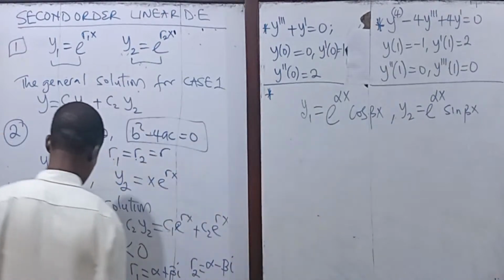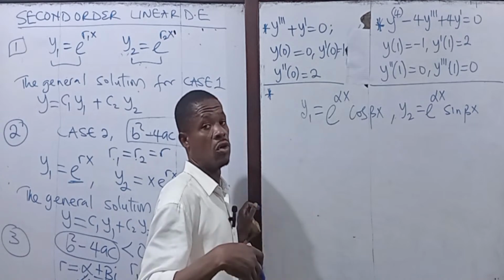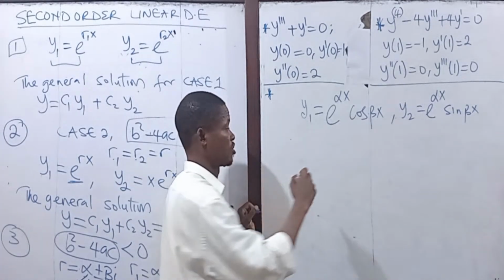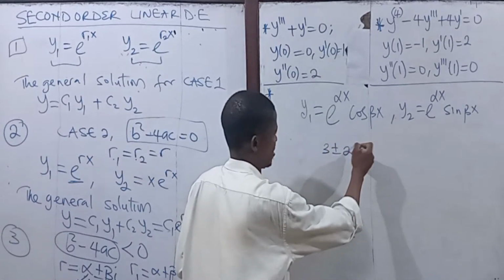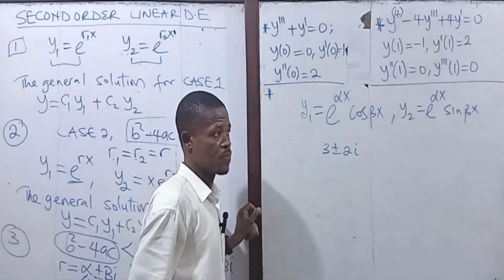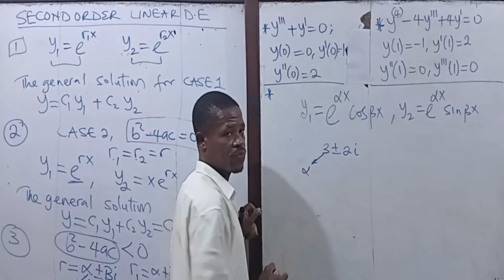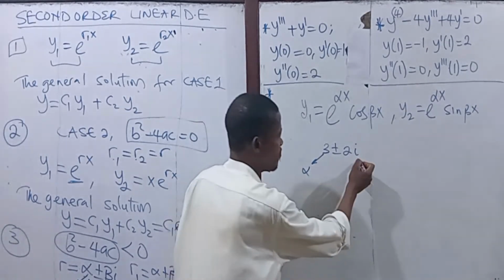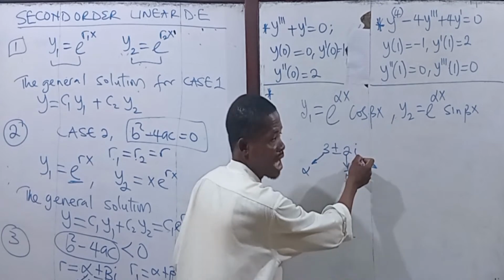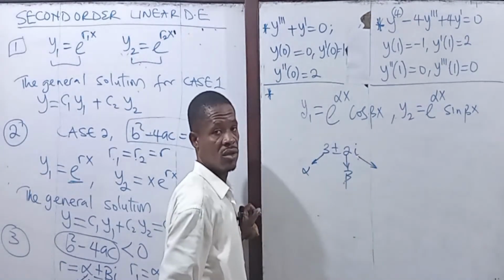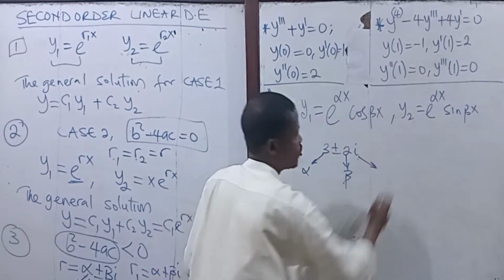The alpha is the real part, just like by the time you solve your auxiliary equation, you now have 3 plus or minus 2i, for instance. This is the real part, and that's the alpha. The imaginary part, the attachment to your i, is what we call the beta. Then just make the substitutions into these y1 and y2.